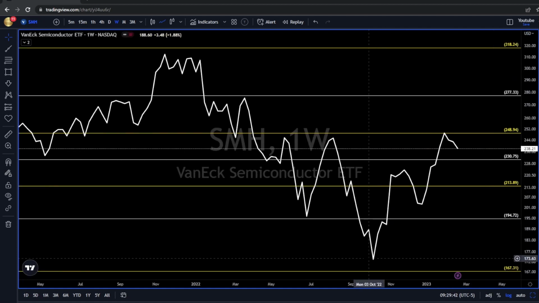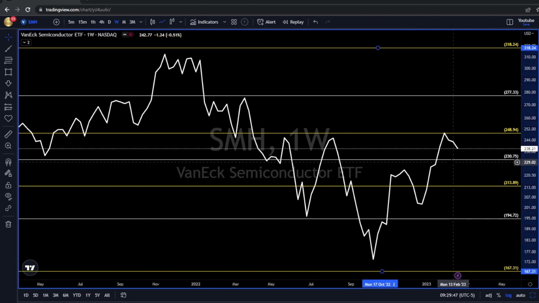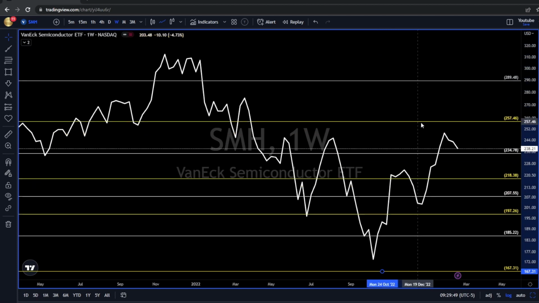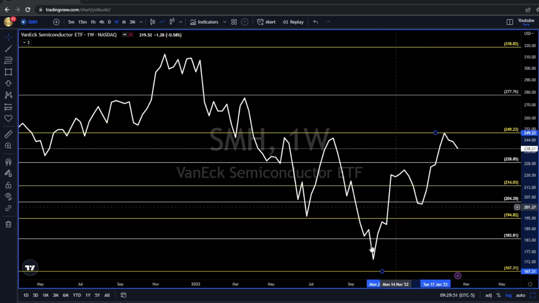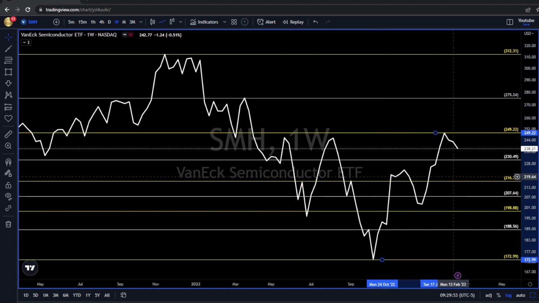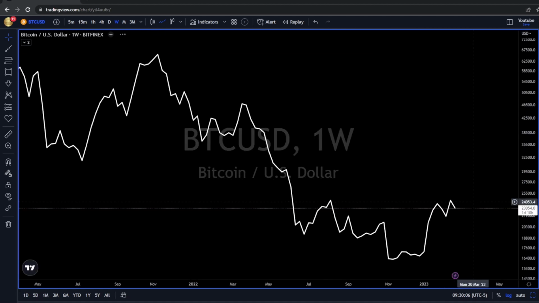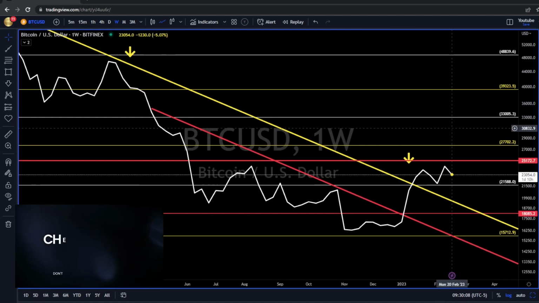SMH, low, higher low, high, higher high. Now 230 needs to hold. 230 needs to hold. Otherwise we have this one here. 216, 207, breaking to the upside. Looking left, we have 262 and 275. Always prepare for both sides.